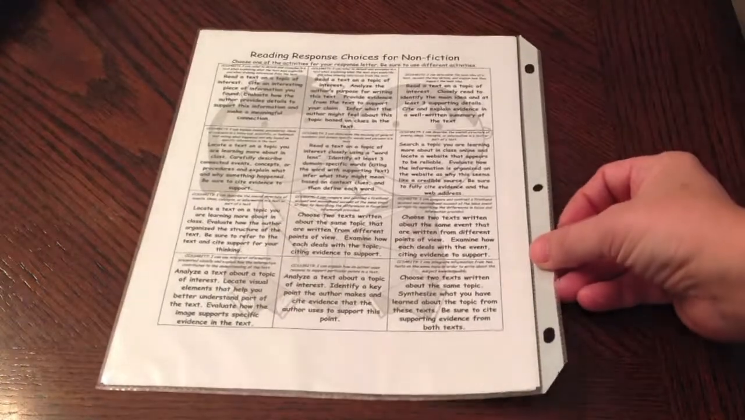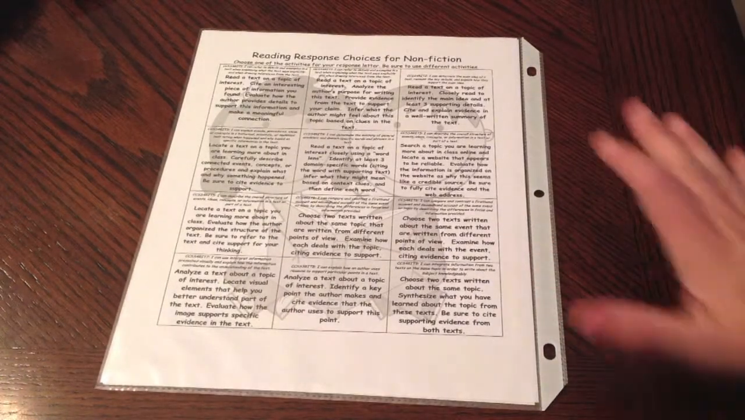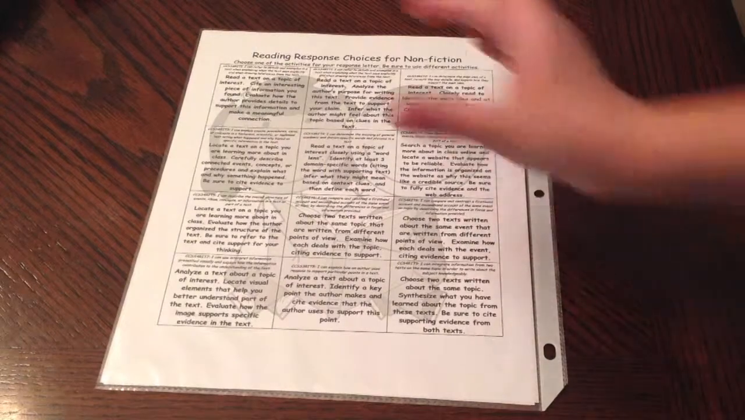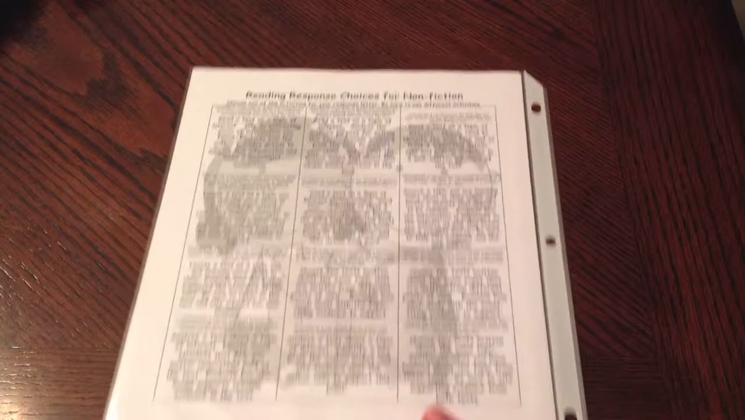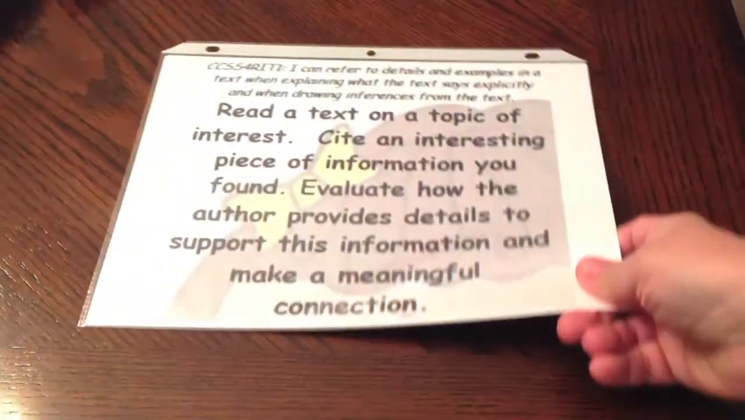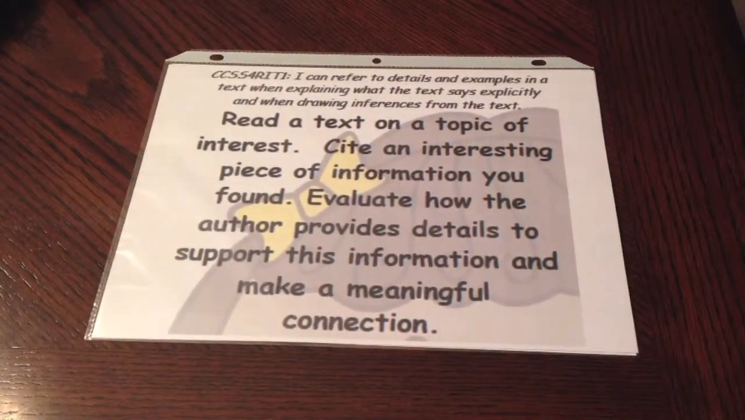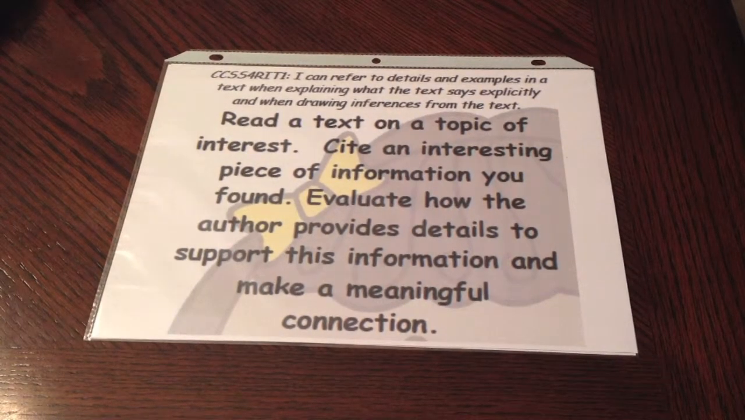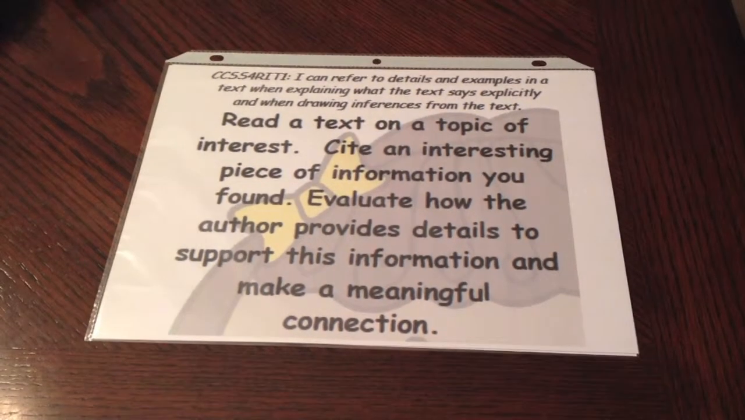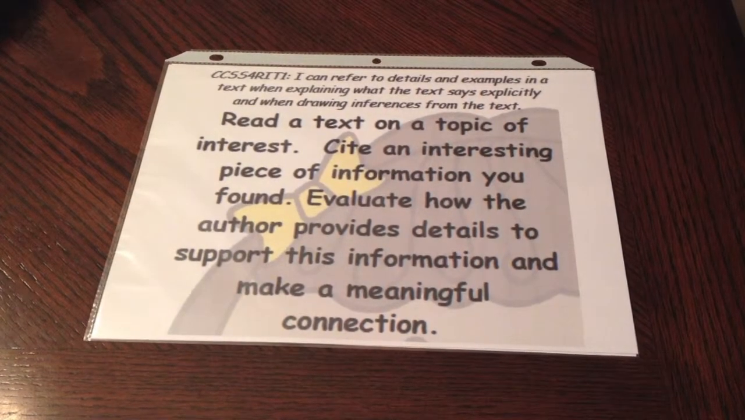Now what I want to do for my second letter is move over to the nonfiction choices. And all of this can be very overwhelming. But I want to go ahead and just start and focus in on that one single choice. And so here's what I'm going to work with. This is referring to details and examples in a text when I'm explaining what the text says explicitly, and when I'm drawing inferences. I chose this because I know as readers we've had a lot of practice in just pulling out a quote or single piece of information.